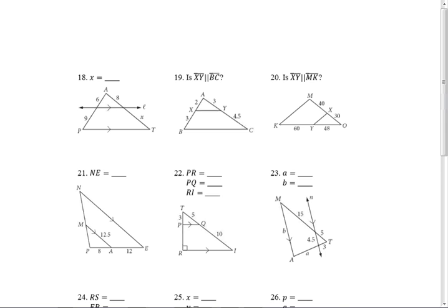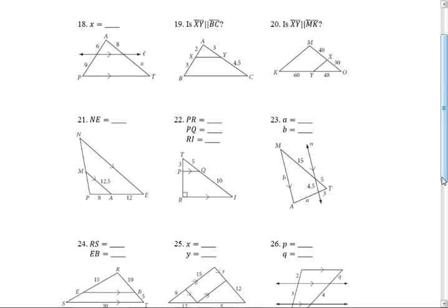How about this page? To do number 18, this is the side splitter theorem. Now listen carefully. These sides have been split, but the bases have not been split. So all I get out of this is that 6 over 9 is equal to 8 over x. That's all I can get. If I want the bases, I gotta do something else. That's how you do the top ones.